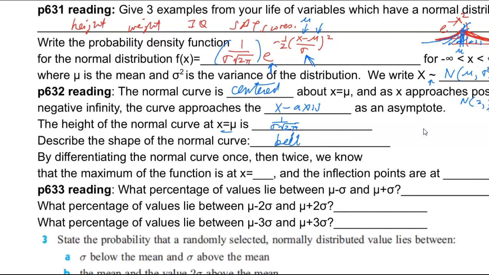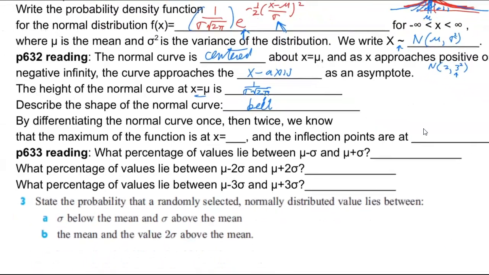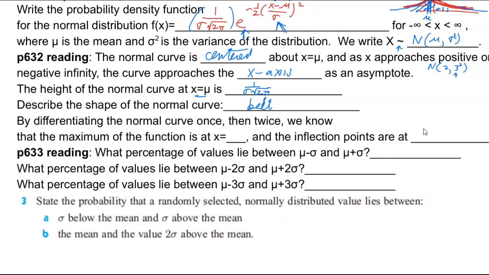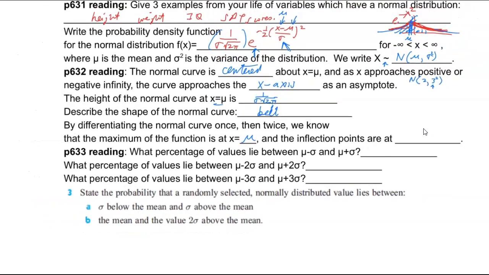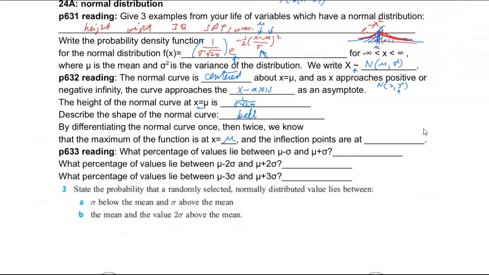Bell shaped, right? By differentiating this normal curve once, then twice, we know that the maximum of the function is at mu, and the inflection points are at, it turns out that the inflection points of a normal distribution, remember the normal distribution, it has like 6 sections that we can kind of see.